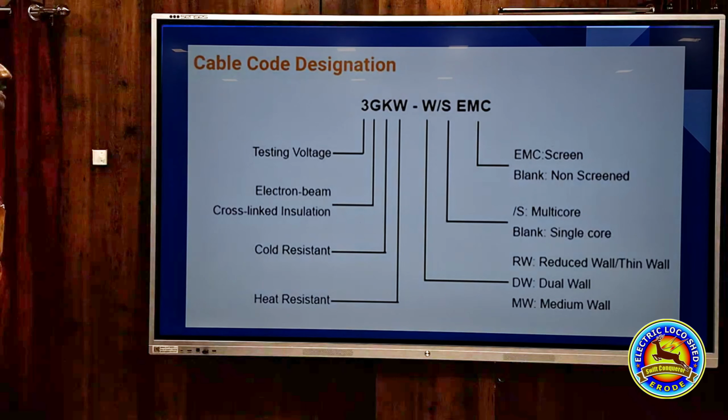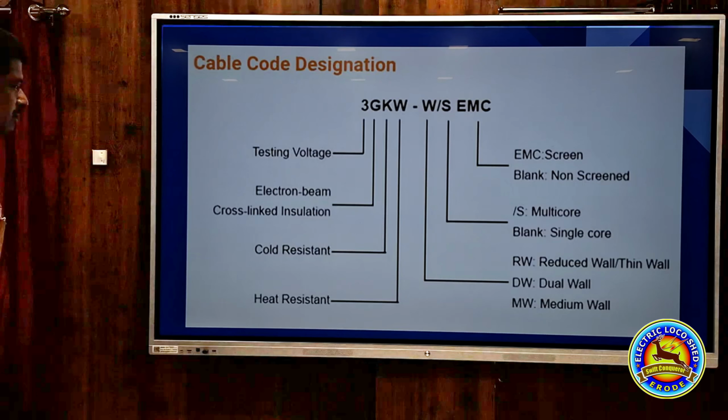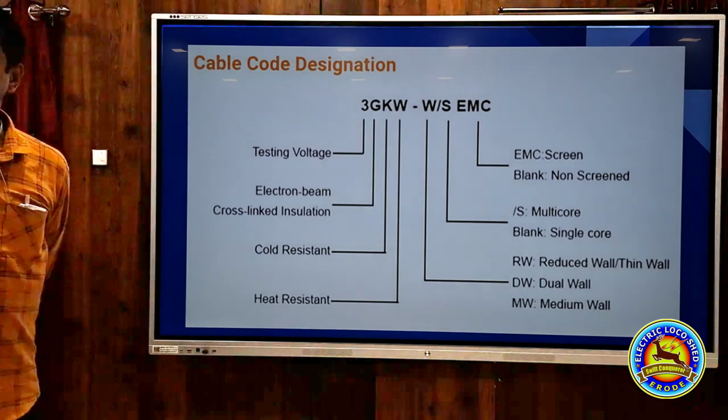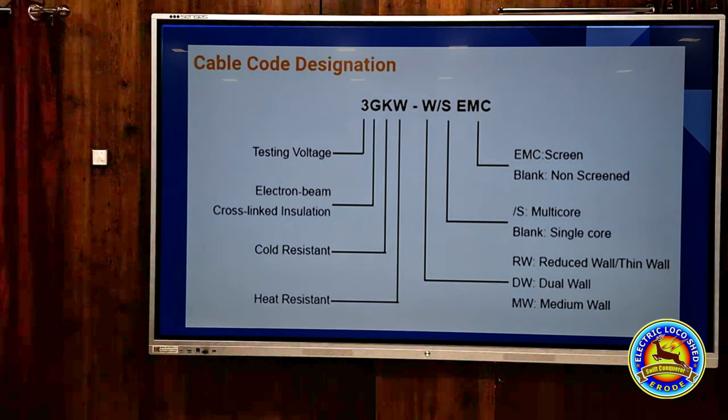The letter G in the cable specification is for electron beam cross-linked insulation. The K is for cold resistant and W is for heat resistant. You can purchase 3GW or 3GK, different cables are available, but they are not there in the locomotive. The 4GKW, 3GKW and 9GKW, three types of cables are used in WAP7, WAP5 and WAG9 type 3-phase locomotives.